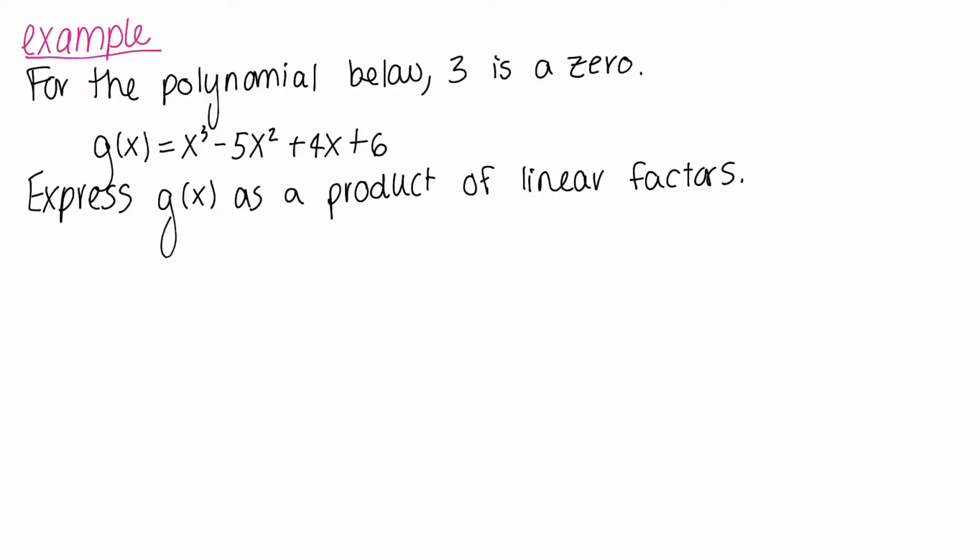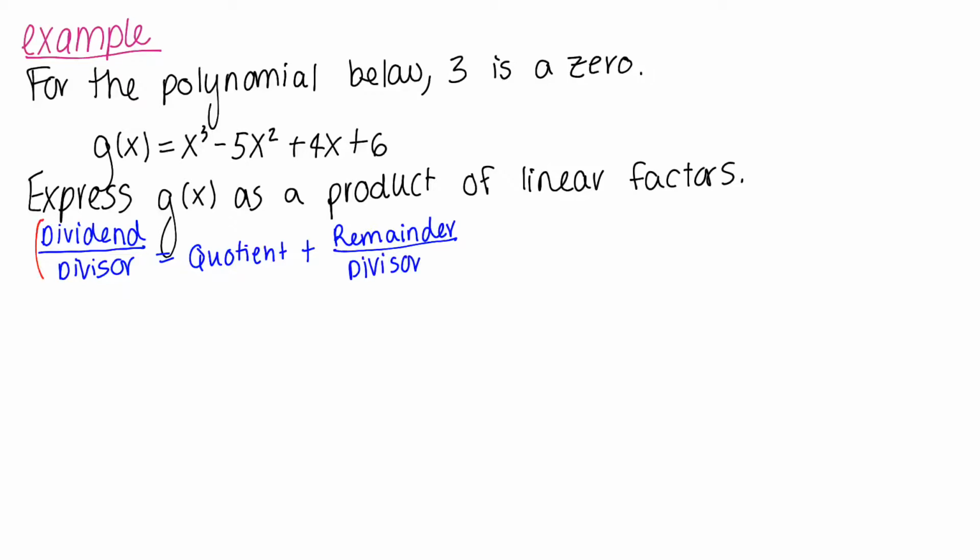So previously, what we'd done, we had the dividend over the divisor is equal to the quotient plus the remainder over the divisor.